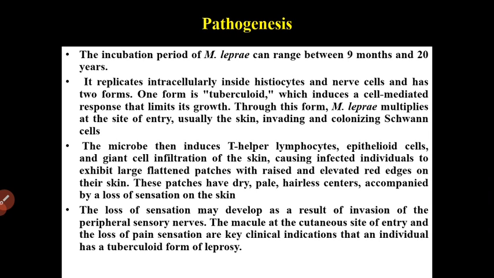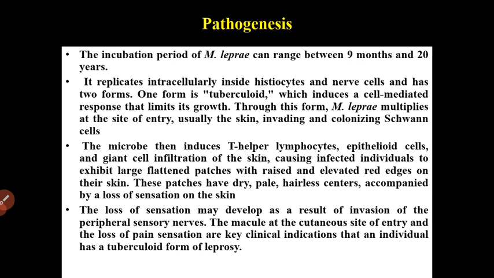Pathogenesis. Incubation period ranges between 9 months to 20 years. It replicates intracellularly inside histiocytes and nerve cells and has two forms. One form is tuberculoid, which induces a cell-mediated response that limits its growth, and the other form I have not mentioned over here, I am sorry.